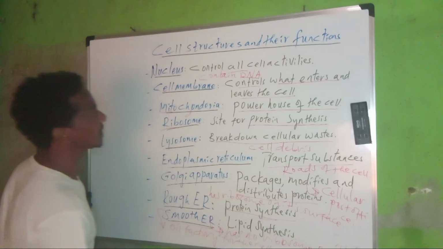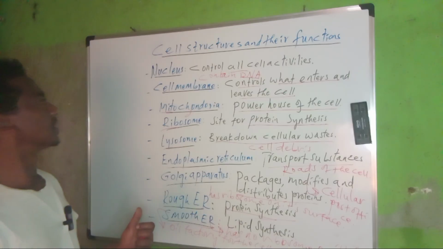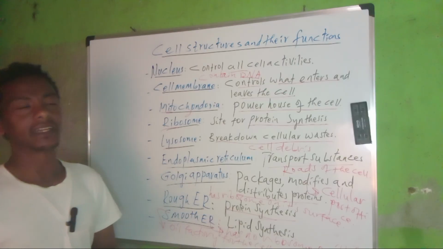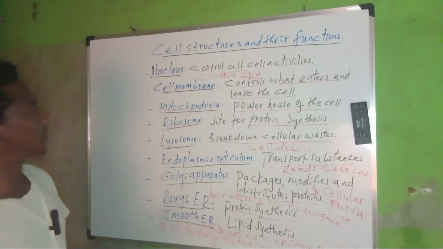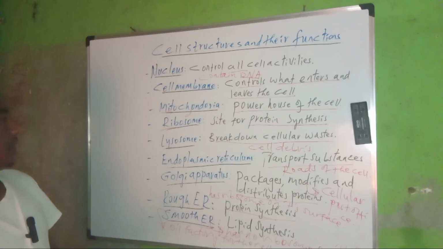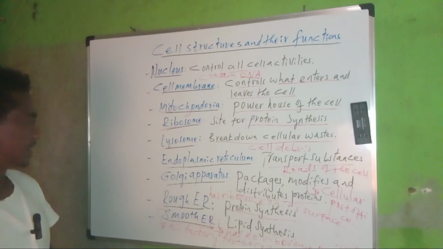So this is what we have about cell structures and their functions. Nucleus controls all cell activity. Cell membrane controls what enters and leaves the cell. Mitochondria, the powerhouse of the cell. Ribosome, site for protein synthesis. Lysosome, breaks down cellular wastes.